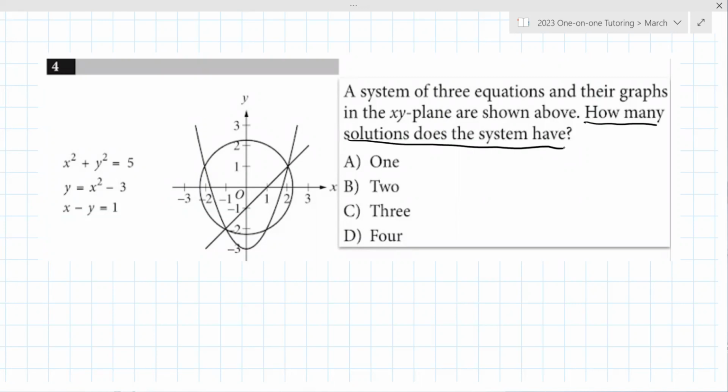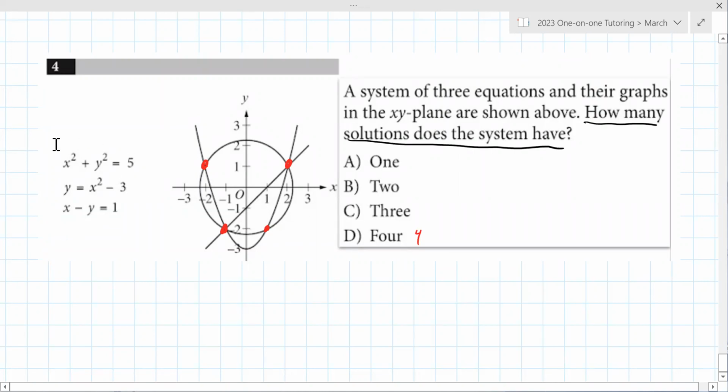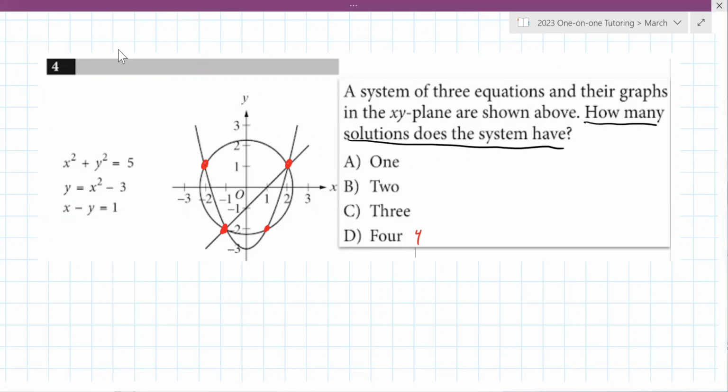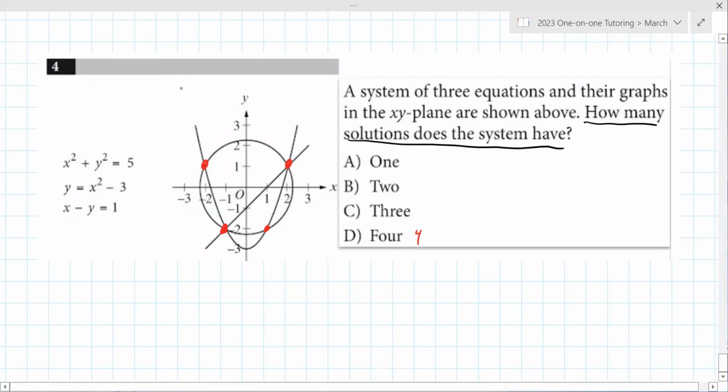4. 4 solutions. Okay, so I think here's what you're doing. You're looking at this place of intersection, this place of intersection, this place of intersection, and this place of intersection. Is that correct? Is that how you came up with 4? Yeah. Okay, and that is reasonable, right? You think, okay, that's where they intersect, but where do all 3 intersect? Is there a place where all 3 intersect?